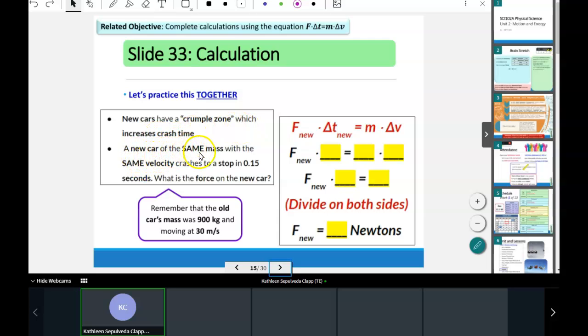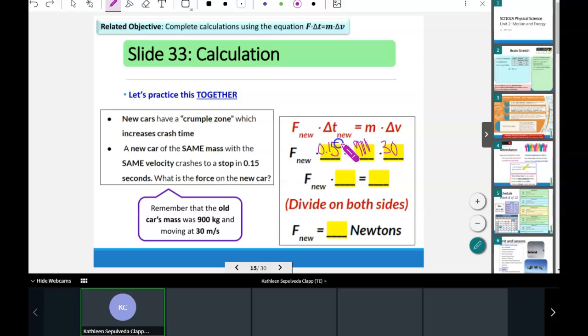So a new car with the same mass, so I'm going to go ahead and put the same mass in as 900 kilograms, and has the same velocity, so the velocity was 30, and stops at 0.15 seconds. So there's my time, 0.15 seconds.